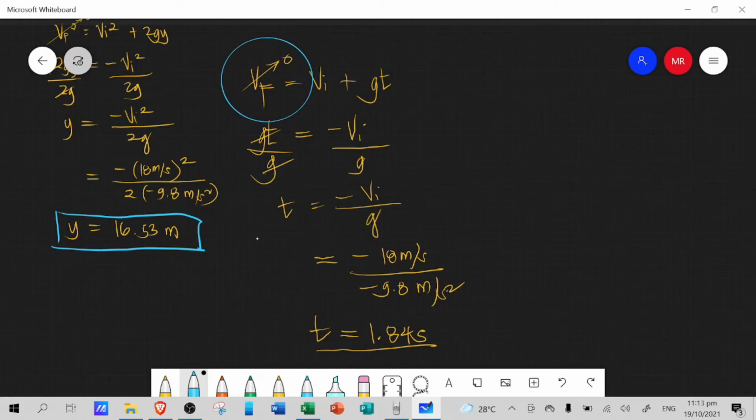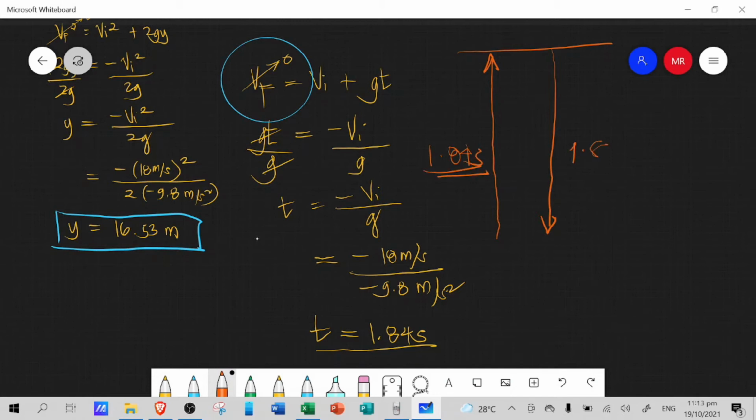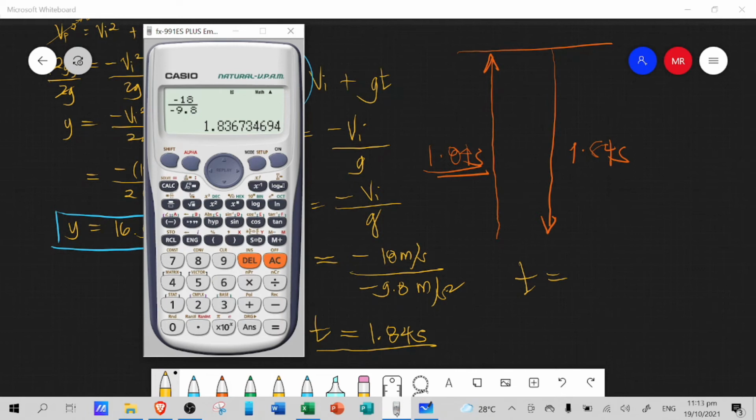But with the principle of symmetry, if the time of the ball going up is 1.84 seconds, and let's say this is the maximum height, then it will go down in the same time. This is 1.84 seconds, another 1.84 seconds. Therefore, for your total time, you will just have to double this time. 1.84 times 2 is 3.6734 or 3.67 seconds.